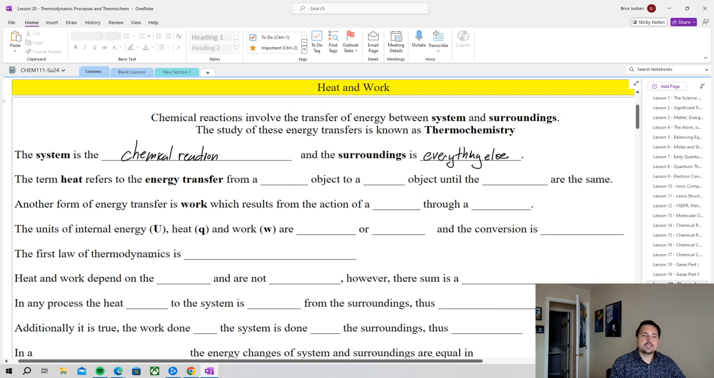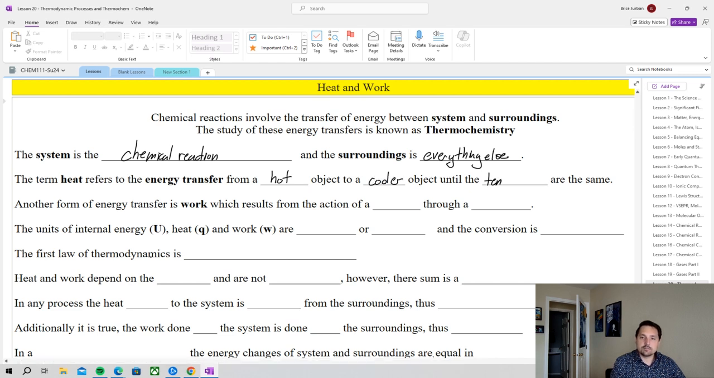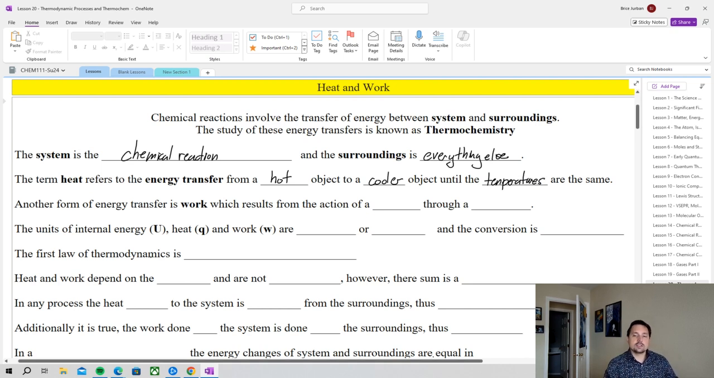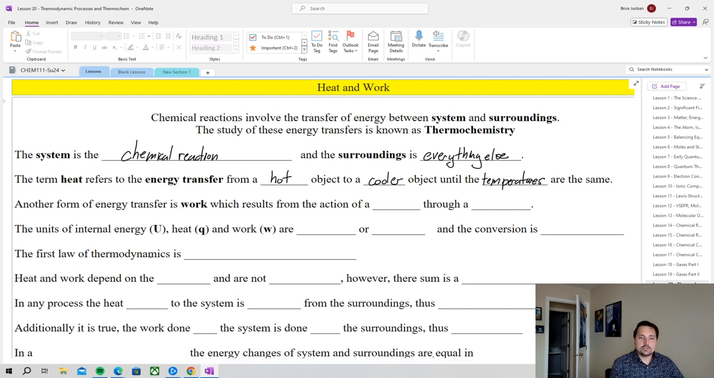The energy transfer known as heat refers to when a hot object transfers thermal energy to a cooler object until the temperatures are the same. So essentially, heat is what you think it is. It's a type of thermal energy. Another form of energy transfer is known as work, which always results from the action of a force through a distance.